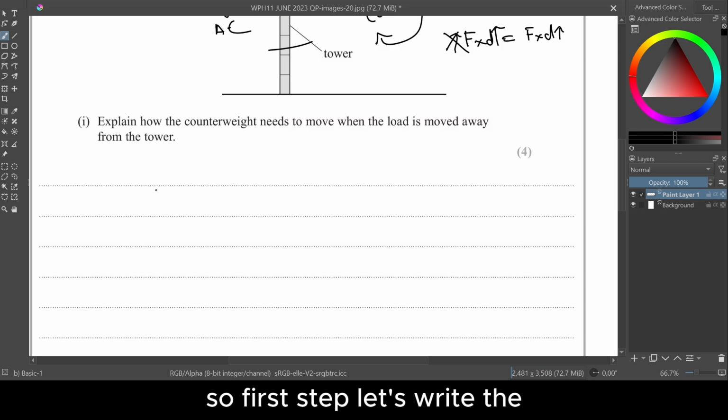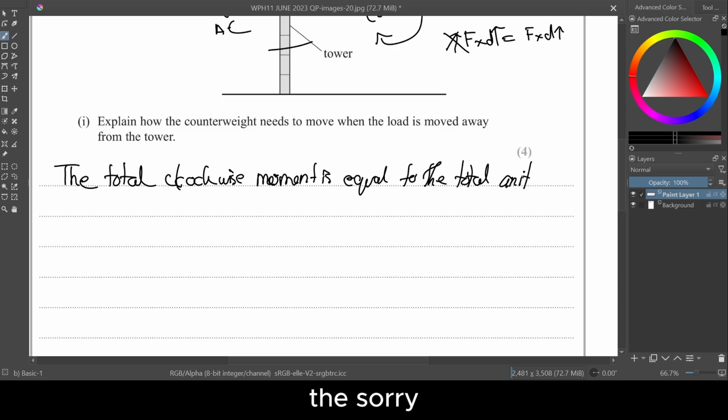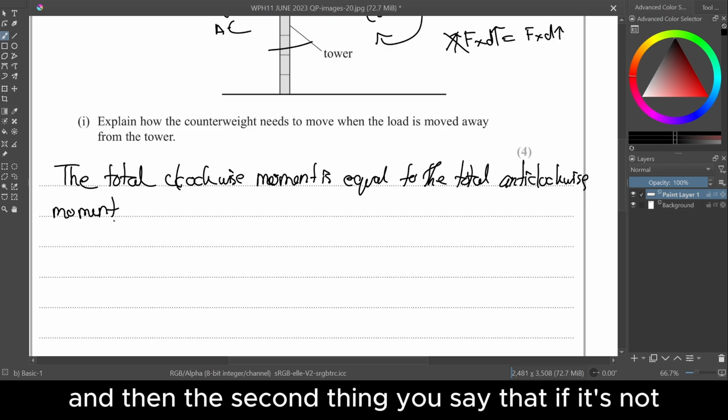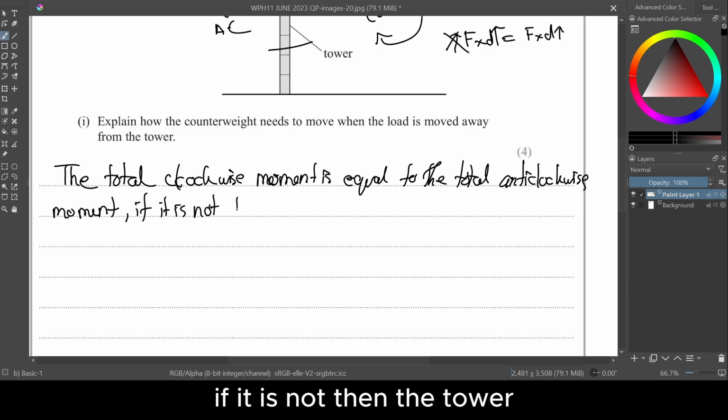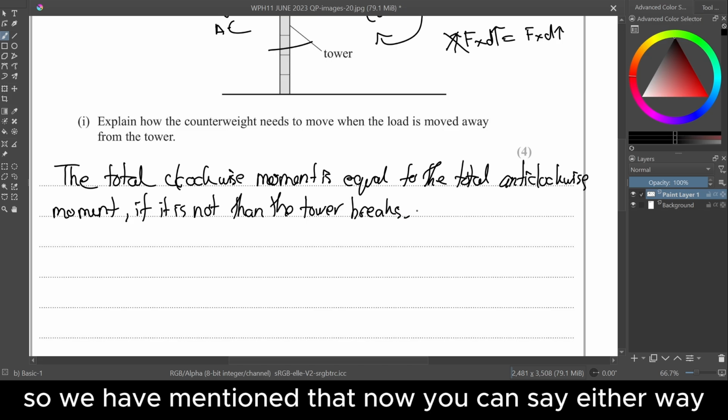Okay, so first step, let's write: total clockwise moment is equal to the total anti-clockwise moment. And then the second thing, you say that if it is not, then the tower breaks. You can just say breaks. Okay, so we have mentioned that.